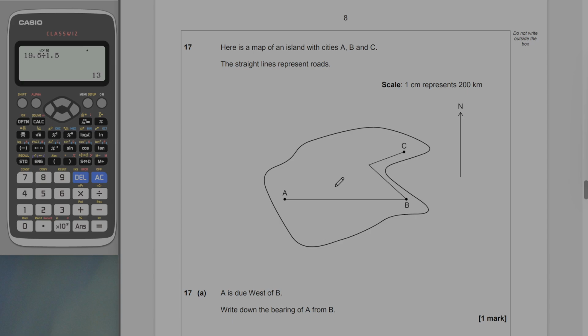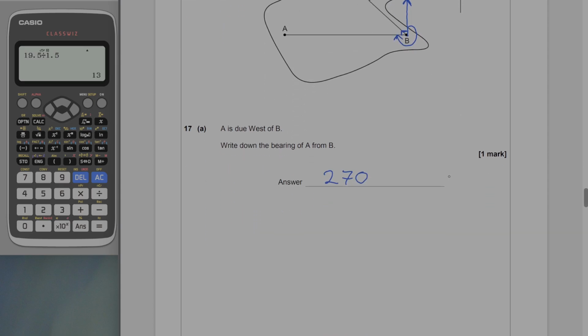Question 17. Here is a map of an island and cities A, B, and C. Straight lines represent roads. So 1 centimeter represents 200 kilometers. A is due west of B. Write down the bearing. So I'm going to add on a north line, and I want the bearing. So that would be that bearing there. Technically that's 90 degrees, so the bearing would be 270.